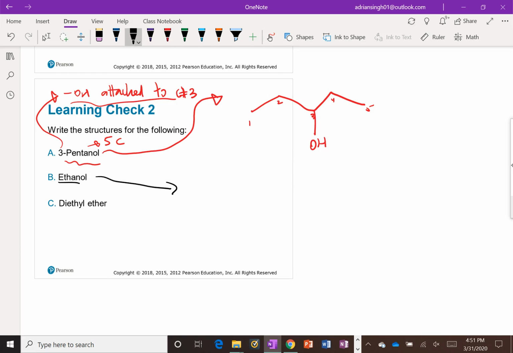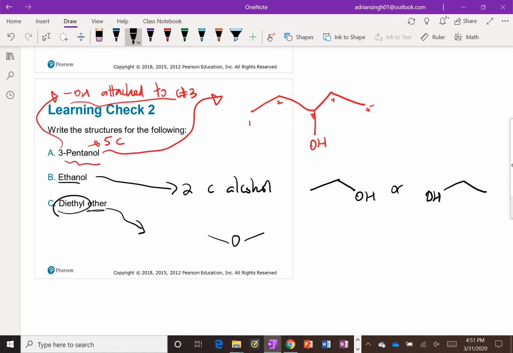Ethanol. All right, eth here tells us it's a 2-carbon alcohol. So 1, 2. And then a bond to OH. I could have drawn it this way with the OH at the front. All right, that's the exact same thing. And then diethyl ether. All right, so ether means there's an oxygen between 2 carbons. We have 2 ethyl groups, so two carbon groups on either side. So on the left side here, there's 1, 2 carbons. On the right side, there's 1, 2 carbons. All right, so that's your diethyl ether.